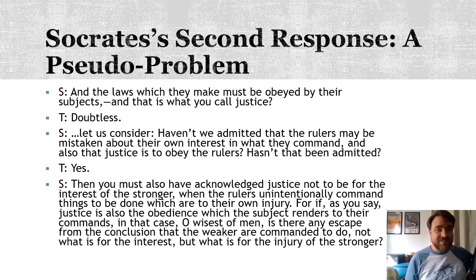That's what you call justice? Again, notice he's restated a question from earlier. Thrasymachus, yeah, doubtless. That's just what I said. And so Socrates says, well, let's consider then. Haven't we admitted that the rulers may be mistaken about their own interest in what they command? And also that justice is to obey the rulers? Hasn't that been admitted? Right? Again, both of those questions have already been asked and answered, and so Thrasymachus says yes, maybe even impatiently, yes. Right? And then Socrates drops the other shoe here. He says, well, then you must also have acknowledged justice not to be for the interest of the stronger, when the rulers unintentionally command things to be done which are to their own injury.